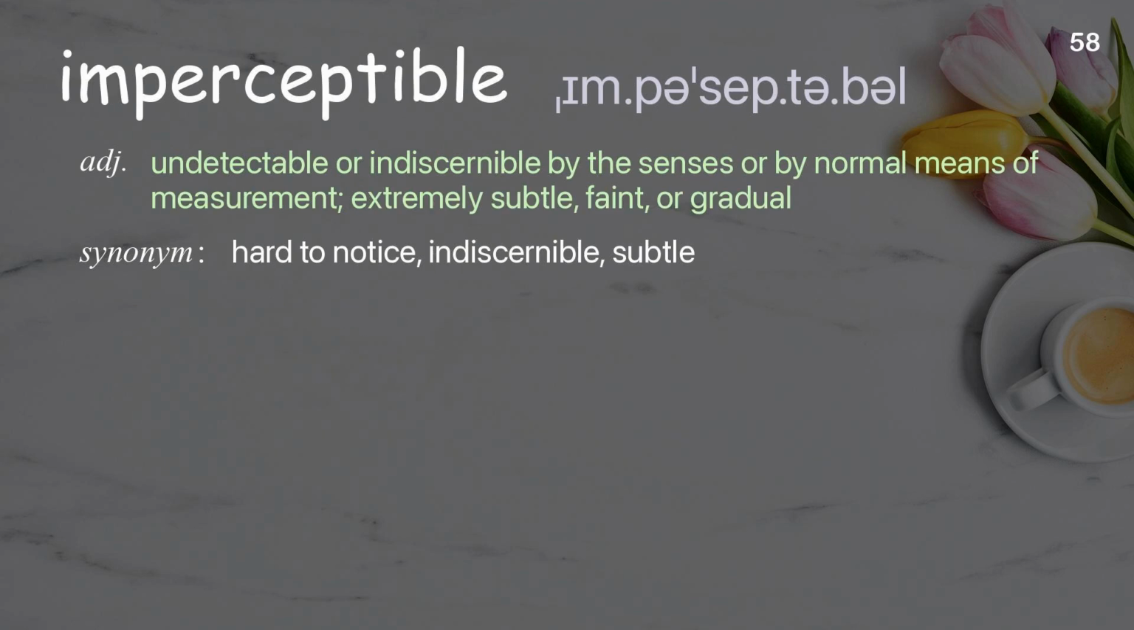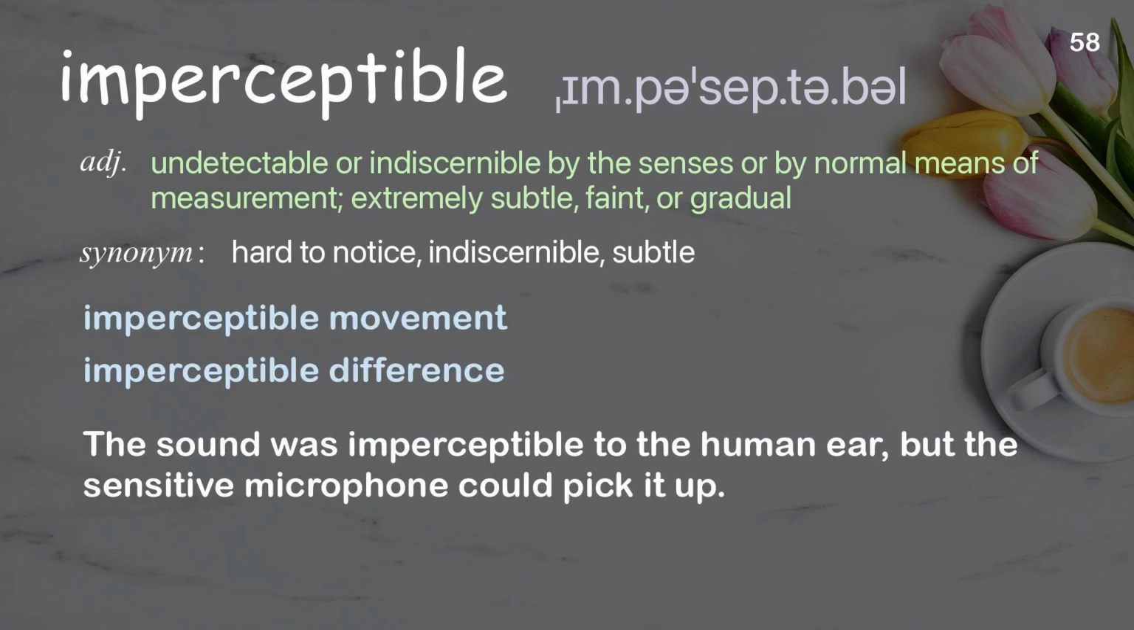Imperceptible. Undetectable or indiscernible by the senses or by normal means of measurement, extremely subtle, faint, or gradual. Examples: Imperceptible movement. Imperceptible difference. The sound was imperceptible to the human ear, but the sensitive microphone could pick it up.